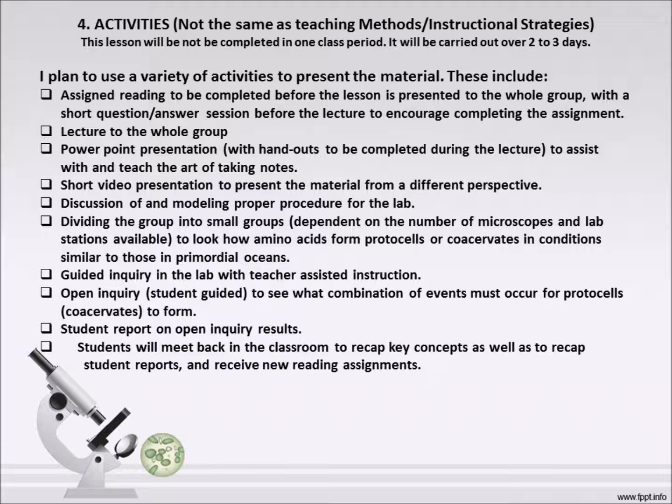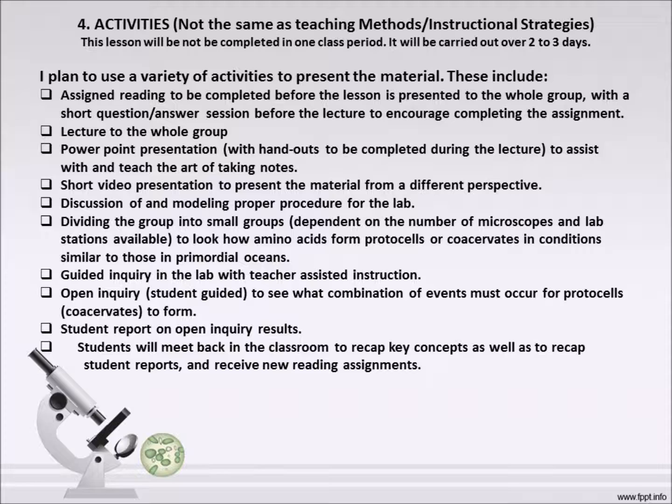With section 4, I plan to use a variety of activities to present the material. These are going to include, but may not be a complete list, assigning reading every day, to be completed before the lesson is presented to the whole group in order to facilitate understanding of the material. I plan to make certain that students have read the material by having a short question-answer session before the lecture to encourage completing that assignment.